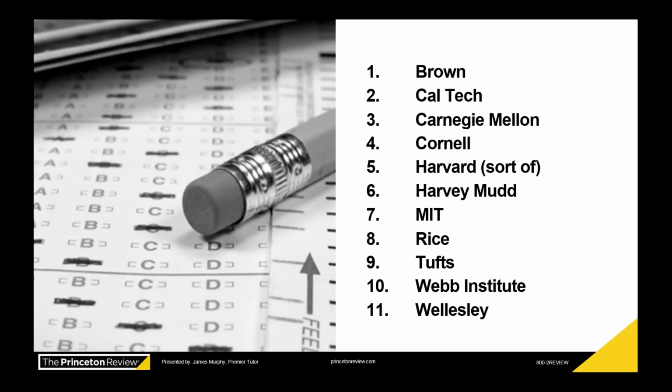Do you notice anything about them? Do they have anything in common? Look at number 2, Caltech, number 3, Carnegie Mellon, number 6, Harvey Mudd, number 7, MIT, number 10, the Webb Institute. They're all engineering schools. These are all schools that are looking for science and math subject tests because they want to see you doing work in science and math at a much higher level than shows up on the SAT or, to be frank, the ACT. These schools will probably carry on requiring it.